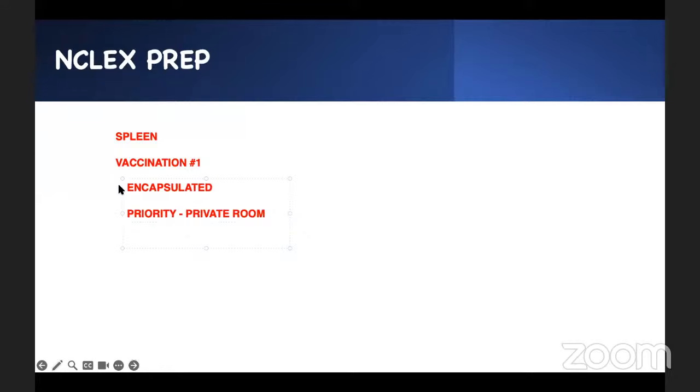There's something we call overwhelming post-splenectomy sepsis. I don't know if you've heard it before, overwhelming post-splenectomy sepsis. Because of this, we have to put this patient on neutropenic precaution as much as possible if they have a splenectomy, and they need to get vaccination for that.